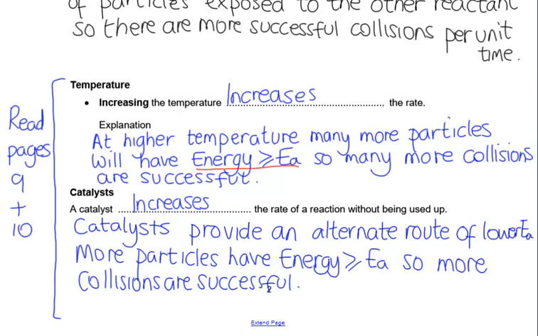And then catalysts increase rate of reaction without being used up. That's what a catalyst is. How it works is by providing an alternate route of lower activation energy, and how it increases rate is because more particles now have energy greater than or equal to the activation energy, so more of the collisions are successful. Really important that you can spot that these two are about energy, whereas the top three are just like GCSE about collisions.